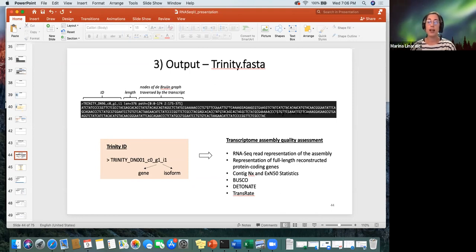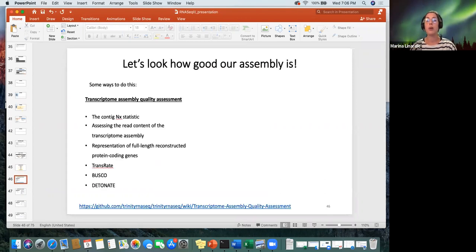So what we're going to do today is look at how good our assembly is by using some different software to quantify that. Once your assembly is complete, you'll want to know how good it is. And you might want to compare the quality of this assembly to similar assemblies generated by alternative assemblers. As I mentioned yesterday, Trinity is not the only one that can perform de novo transcriptome assembly. And some general ways to characterize the quality of your assembly are the following.